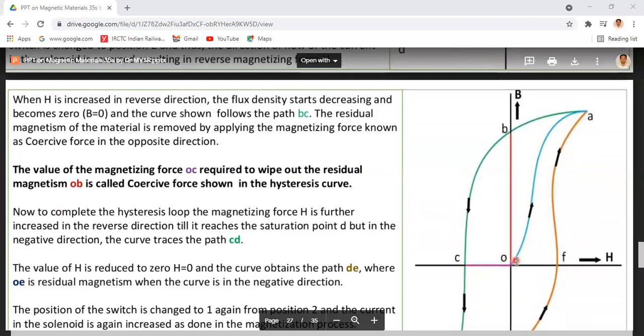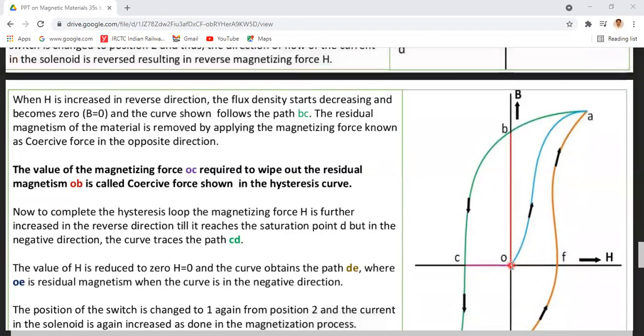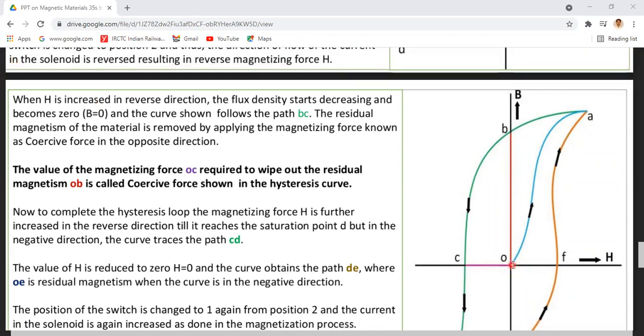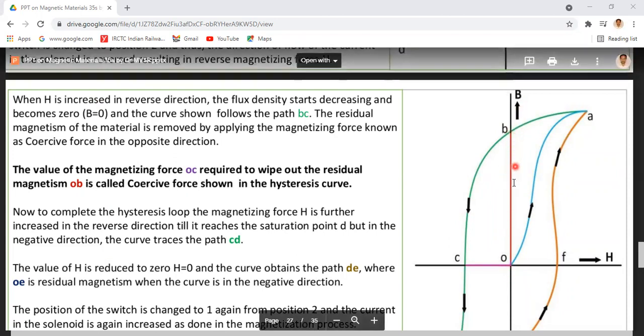From this value, again, you have to reduce the magnetizing force in this direction. That means by reversing the poles within the solenoid, you are reversing the magnetizing force from O to C. As the field is reduced from 0 to C, the magnetic flux density within the material also gradually decreases, so that it follows the path BC. At H equal to 0, some magnetic flux density OB still exists in the material.